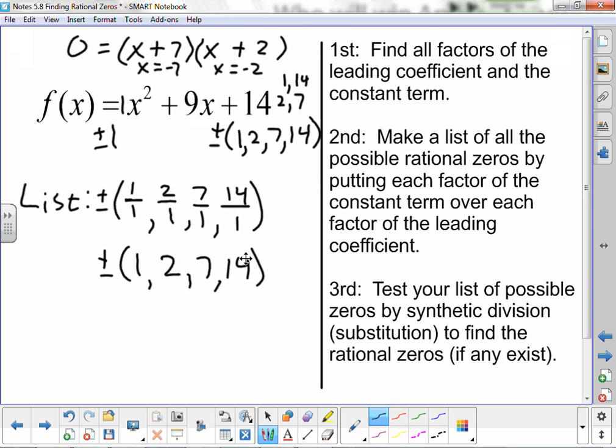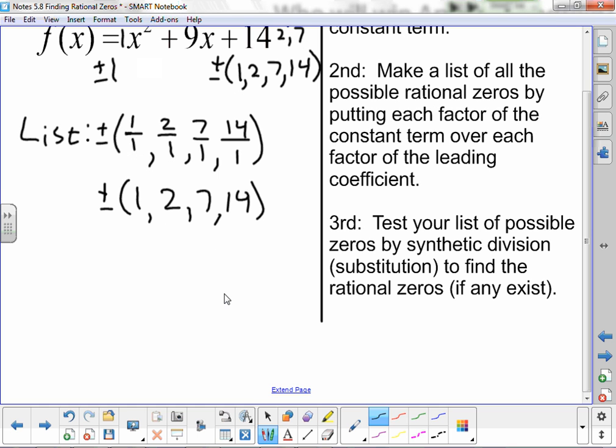So if you were to do synthetic substitution or division, whatever you want to call it, you could actually find which ones are your zeros. Now we already know our zeros. Our zeros are -7 and -2, which is actually part of our list because we have a -7 right here and a -2 right here. So the ones won't work.